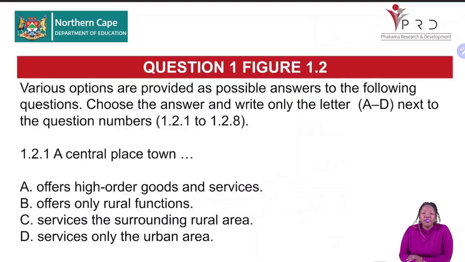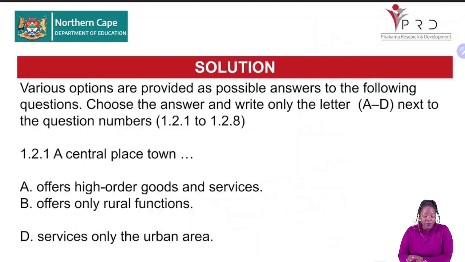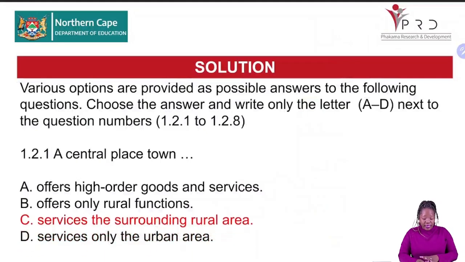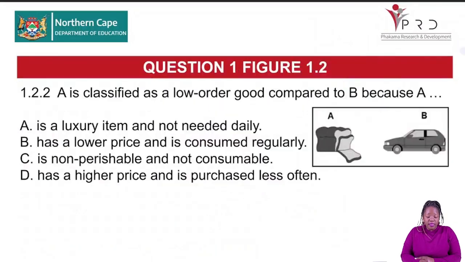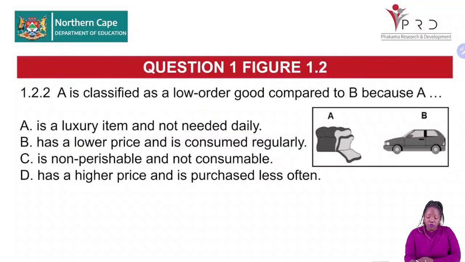With the hope that we are all done. So we are looking there at a central place. So the most correct answer, we said a central place, it offers or gives services to the surrounding rural areas. So therefore the correct answer there is C.